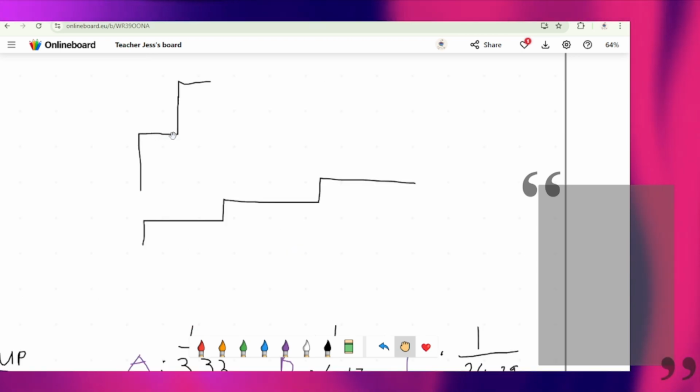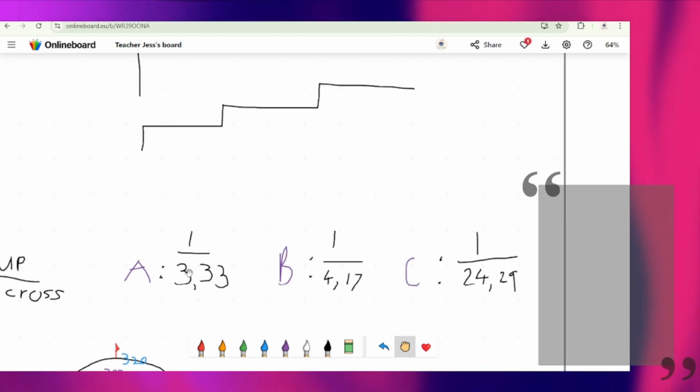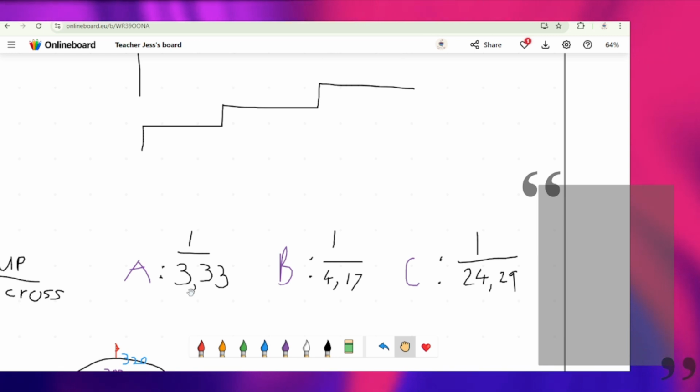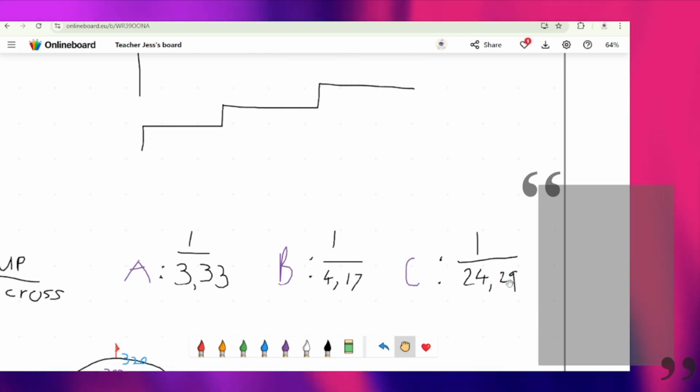Where you have a small bit of across, it's steep. Where you have a big across, it's gentle. So this one, our first one, A, has a small across, which means it's the steepest. And C has the biggest across, so it's the most gentle.